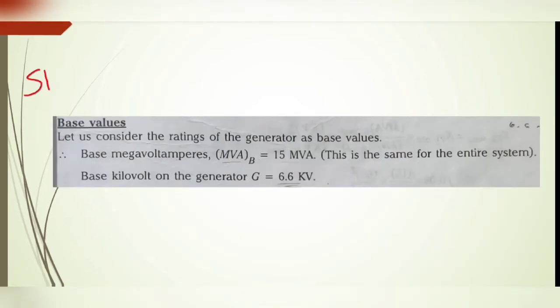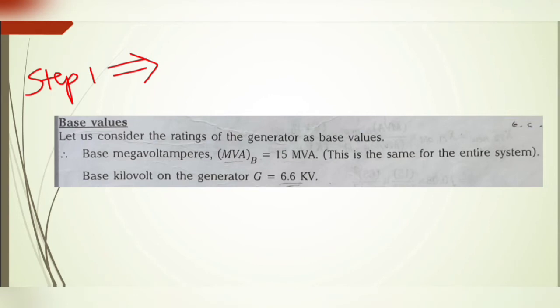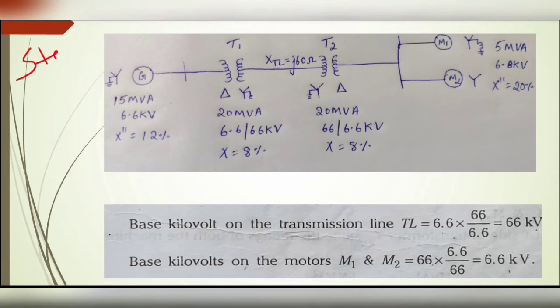Step 1, choosing the base value. As nothing is mentioned in the problem about selecting the base value of MVA and KV, let us consider the ratings of the generator as base values. So base MVA is 15 MVA, which is the same for the entire system, and base KV on the generator is 6.6 kilovolt. In the solution, whatever we find is the new value and the data given in the question is the old value. Next is step 2, voltage conversion or comparison.